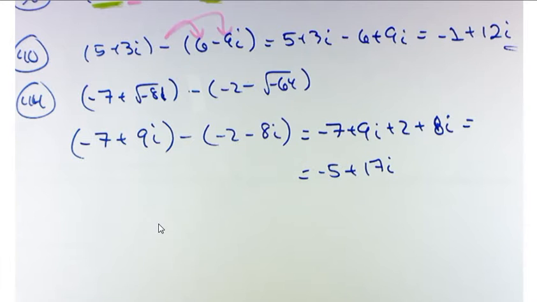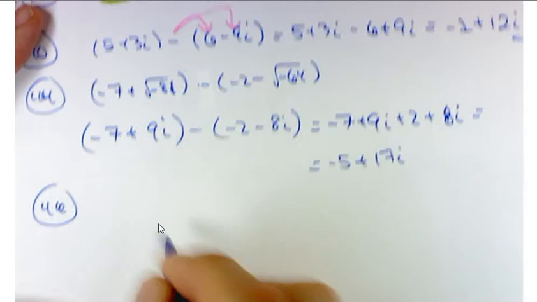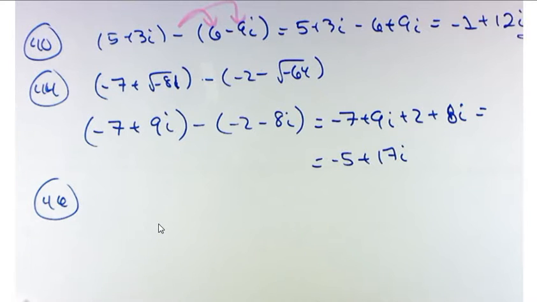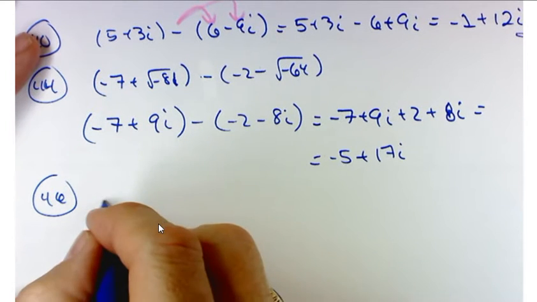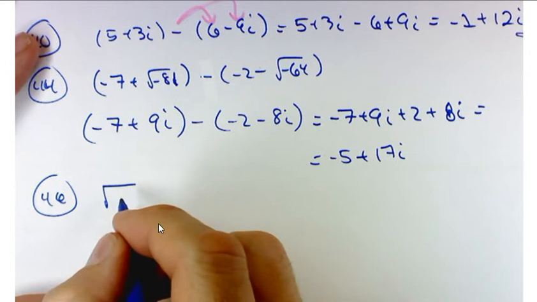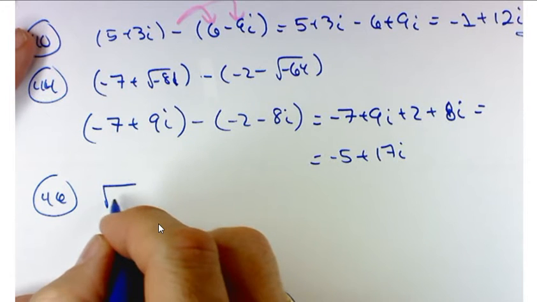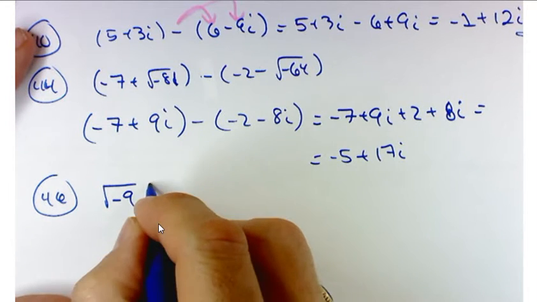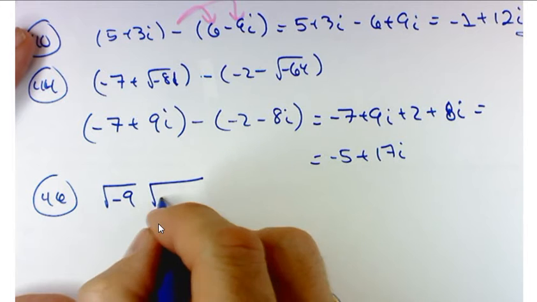Let's try problem number 46. We're going to slowly, actually not too slowly, work our way into multiplying complex numbers. Number 46 is the square root of -9 times the square root of -100.